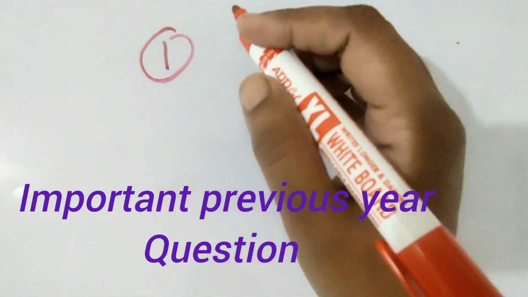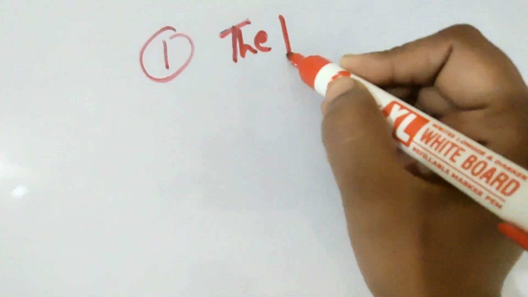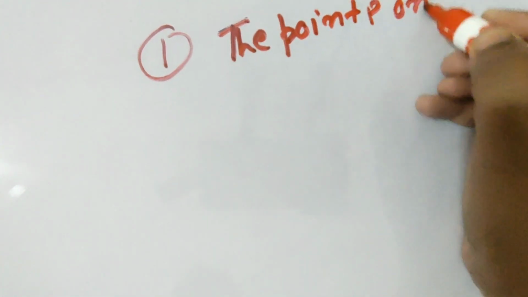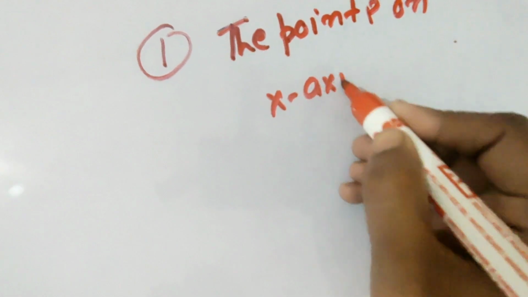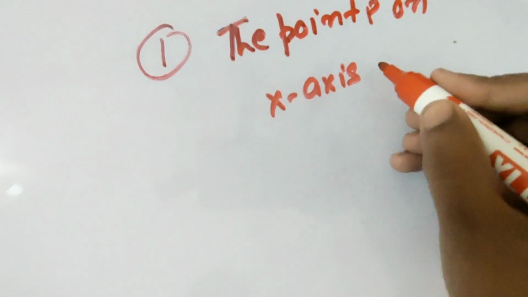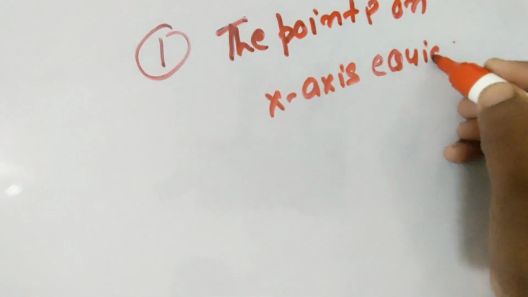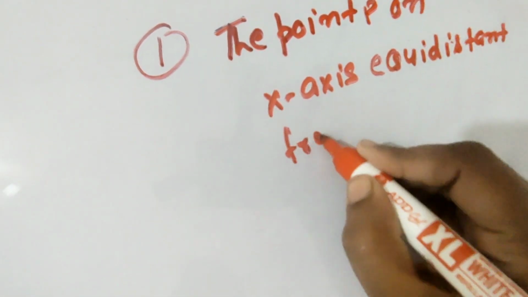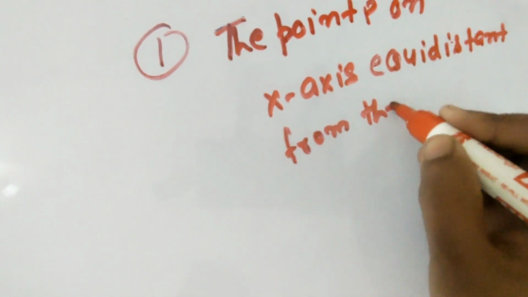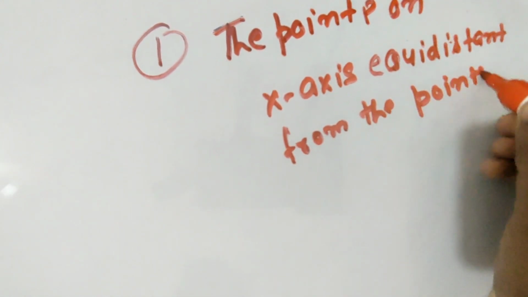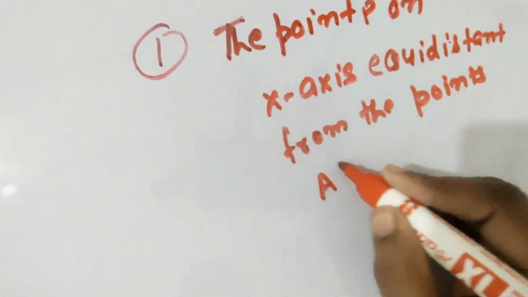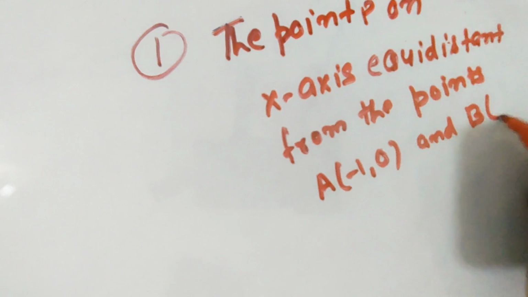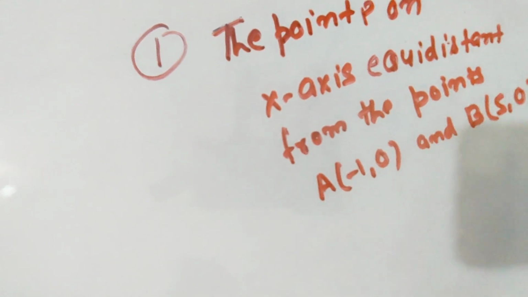First question is: the point P on the x-axis is equidistant from the points A(-1, 0) and B(5, 0).